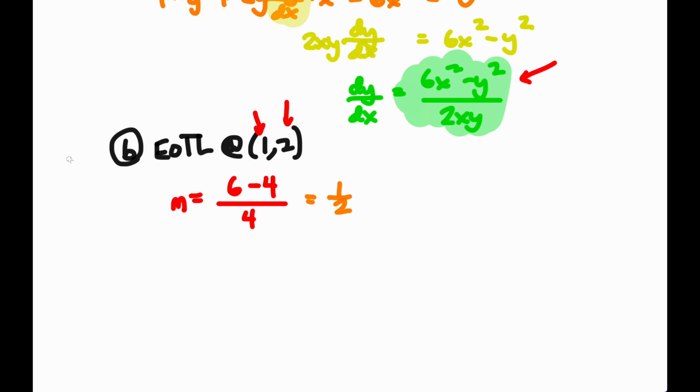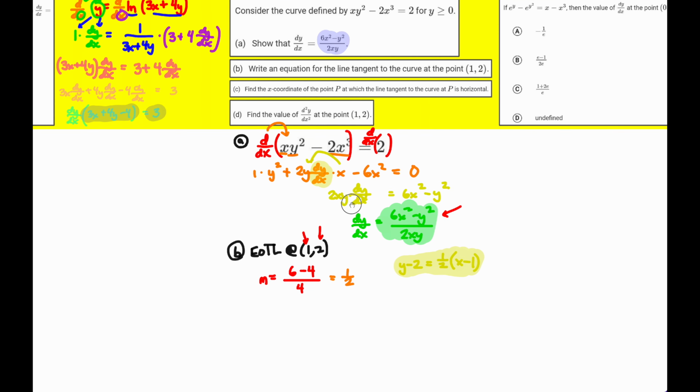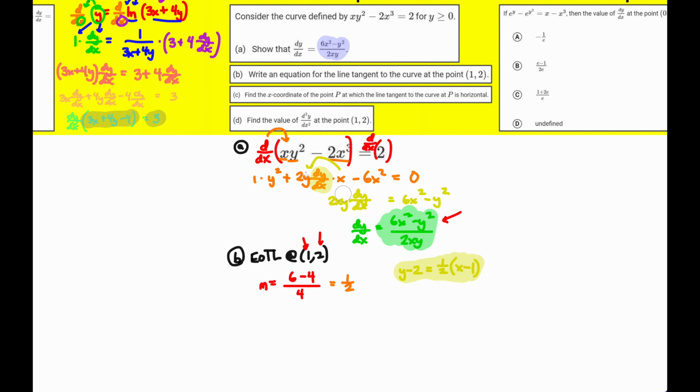Okay, I'm going to do this in point slope form because it's going to be a little bit easier. We can just do y minus 2 is equal to 1/2 times (x minus 1). And there we go. That is the equation of the tangent line for this problem. Okay, write an equation for the line tangent. We did that. Sweet. All right.